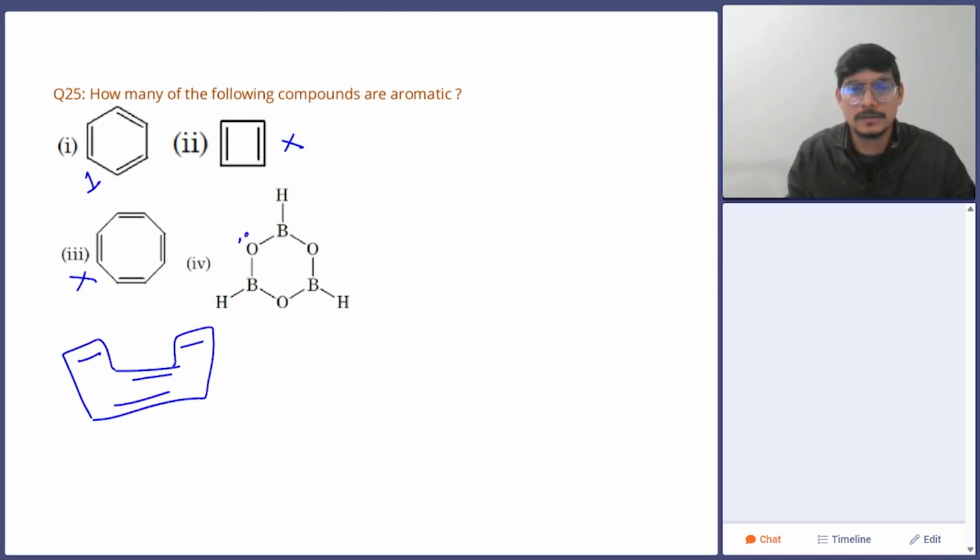Yes, it is aromatic. The fourth compound is aromatic because oxygen forms a coordinate covalent bond. There is a vacant orbital on boron, and oxygen has 2 lone pairs to share. So yes, because of the 6 pi electrons, this one is also aromatic. So there are 2 molecules.